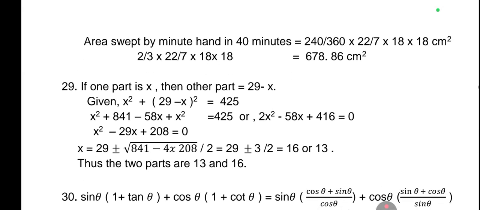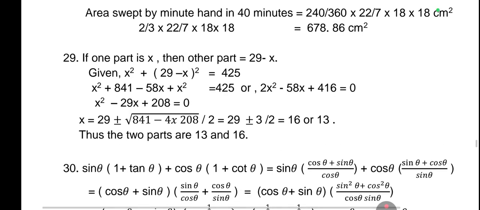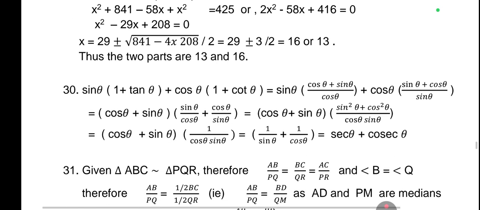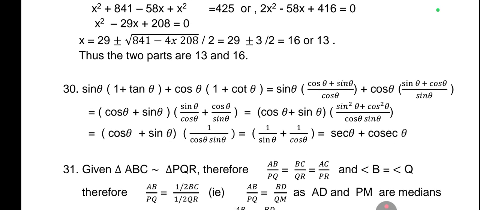29, the dividing part marks are repeated, x and 29 minus x. Sum of the squares is 425, equate. Then find the two parts. Even quadratic formula, splitting the middle term, whichever you can use and get the answer 13 and 6. And prove that, some important part they have proved properly and they got the answer.